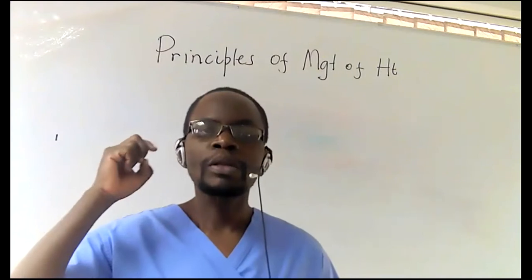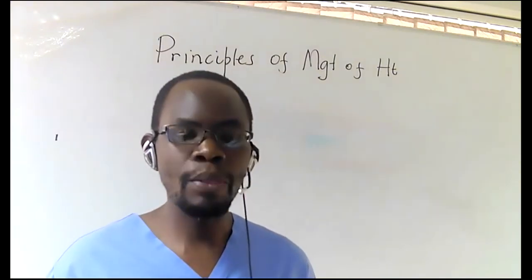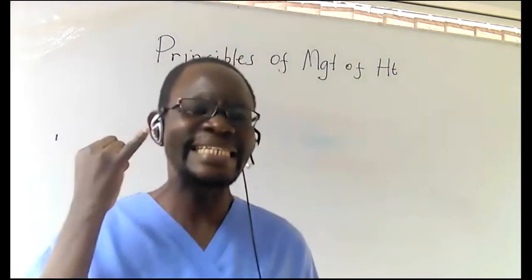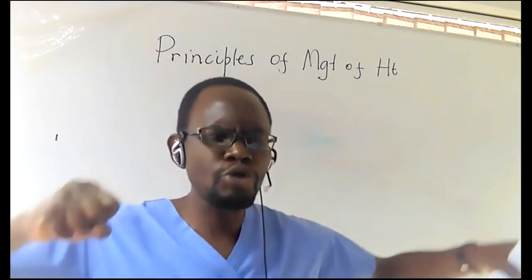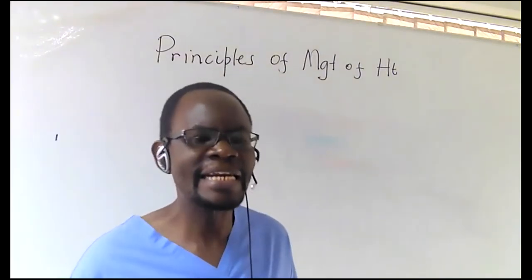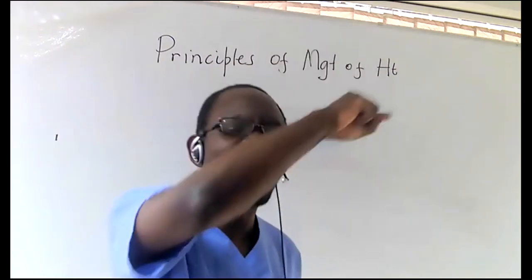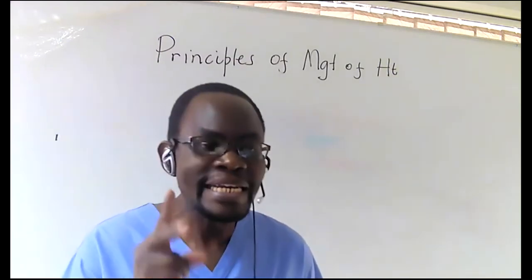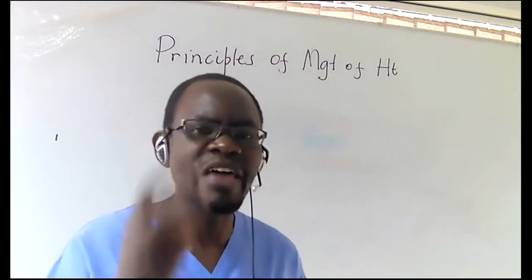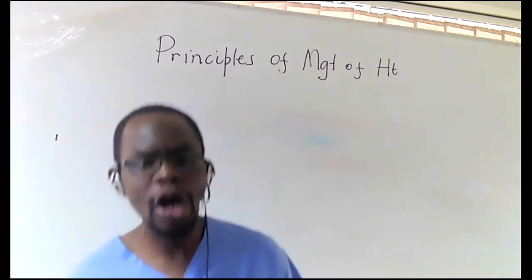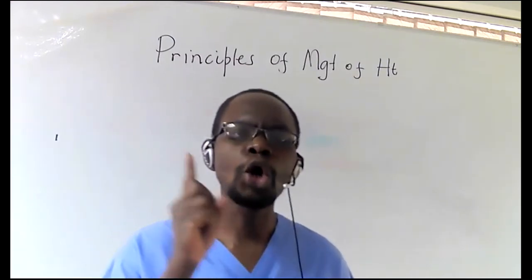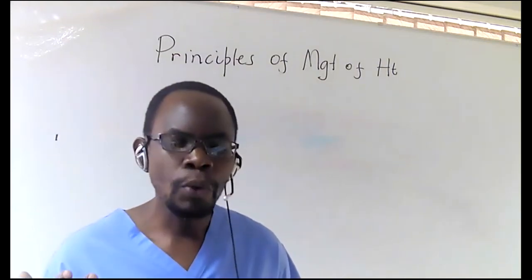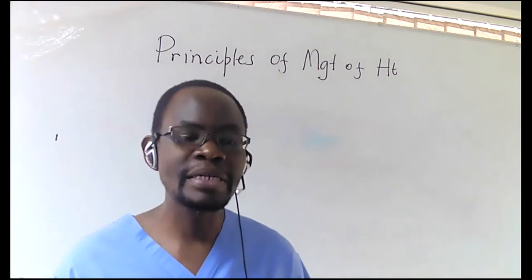Now, stroke volume is also determined by three things. We said it is determined by the contractility of the heart. If the heart is able to contract very hard, then it will pump out quite a lot of blood. But not only that, it is also determined by two other things. We have what we call the afterload and the preload. And we have already defined this.